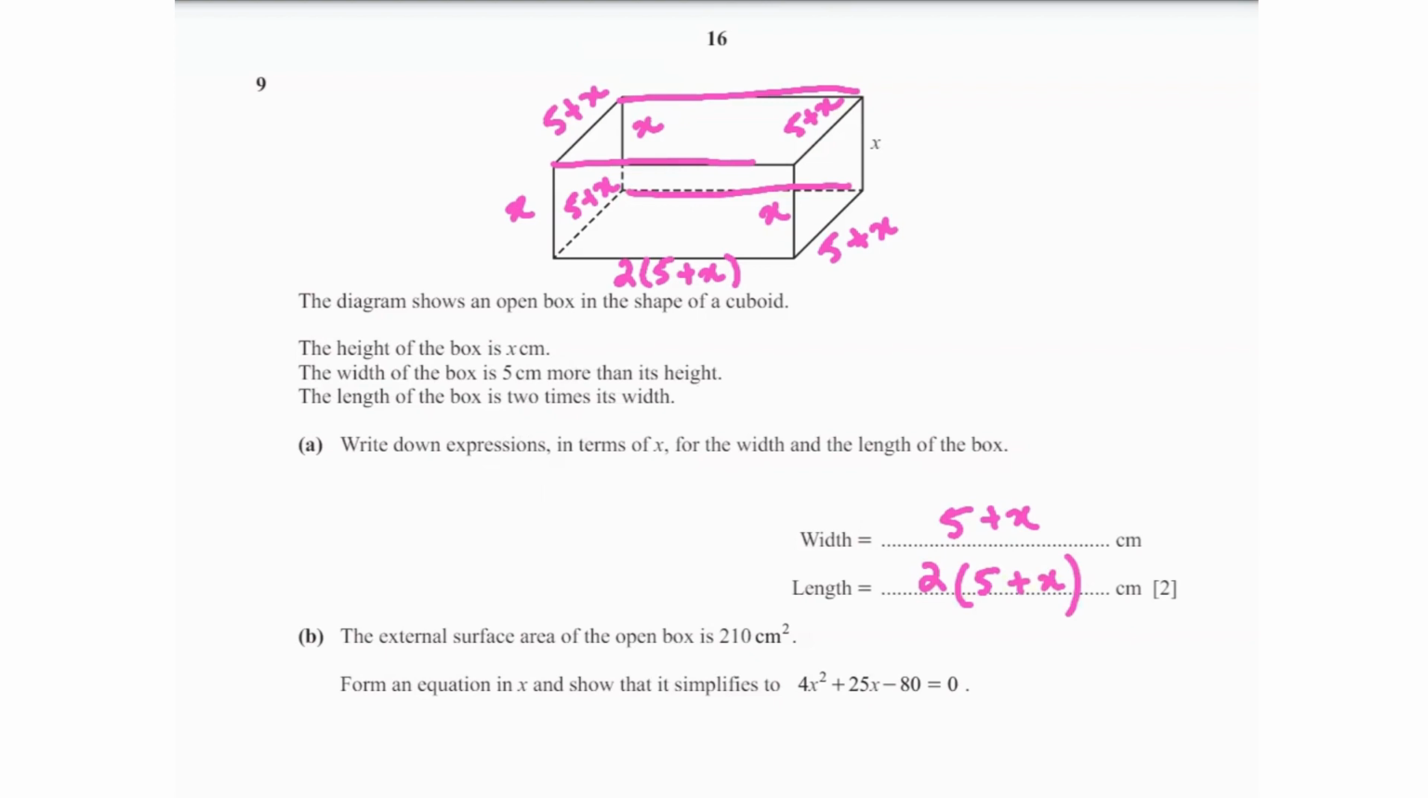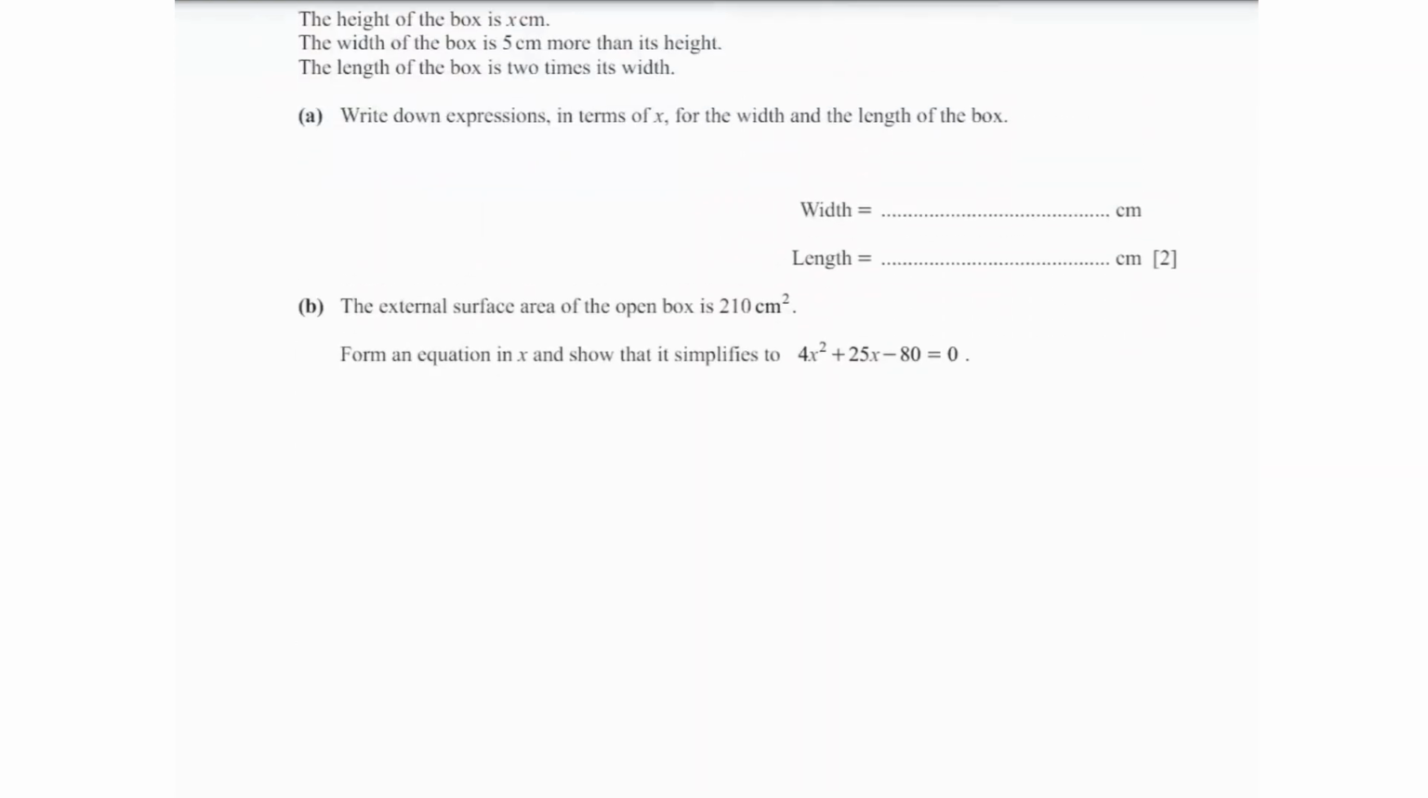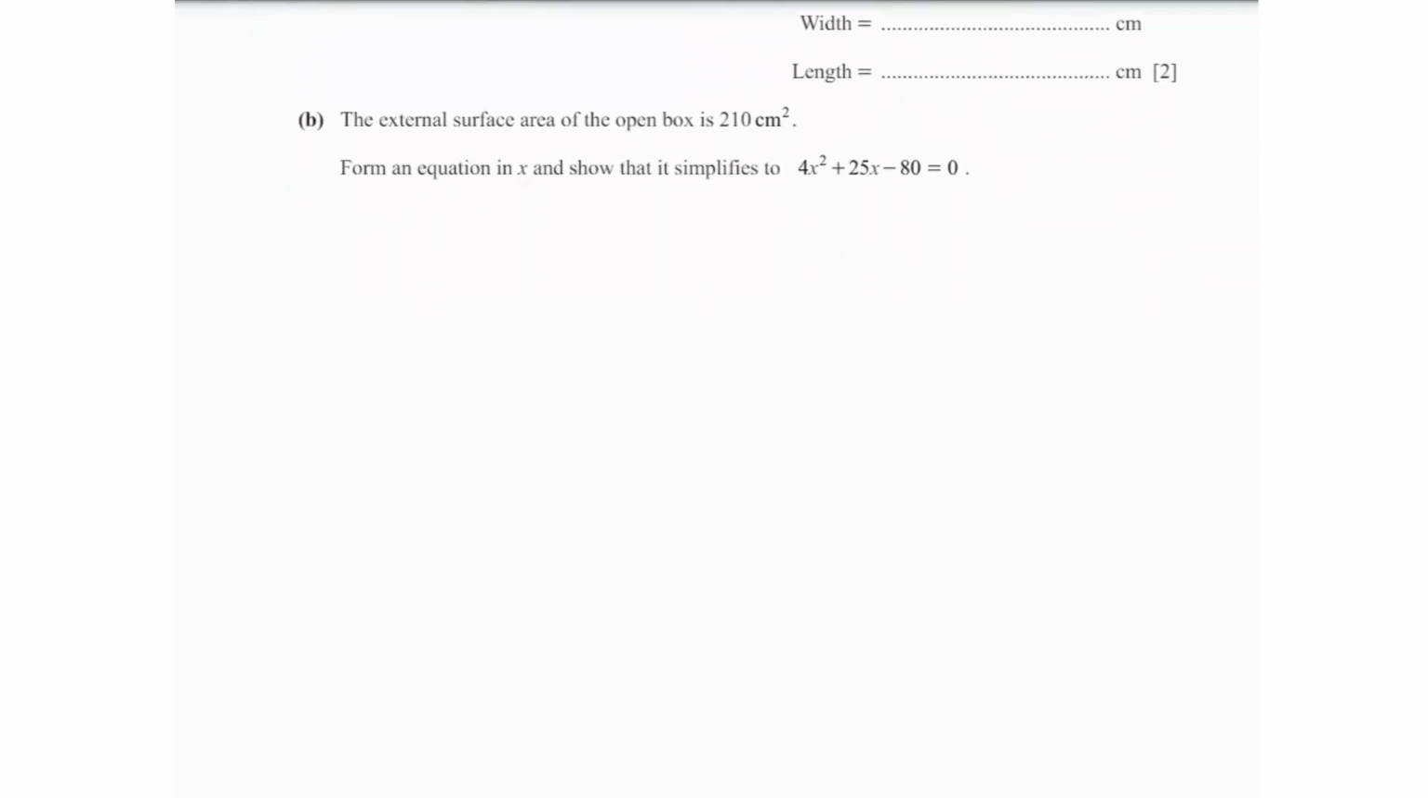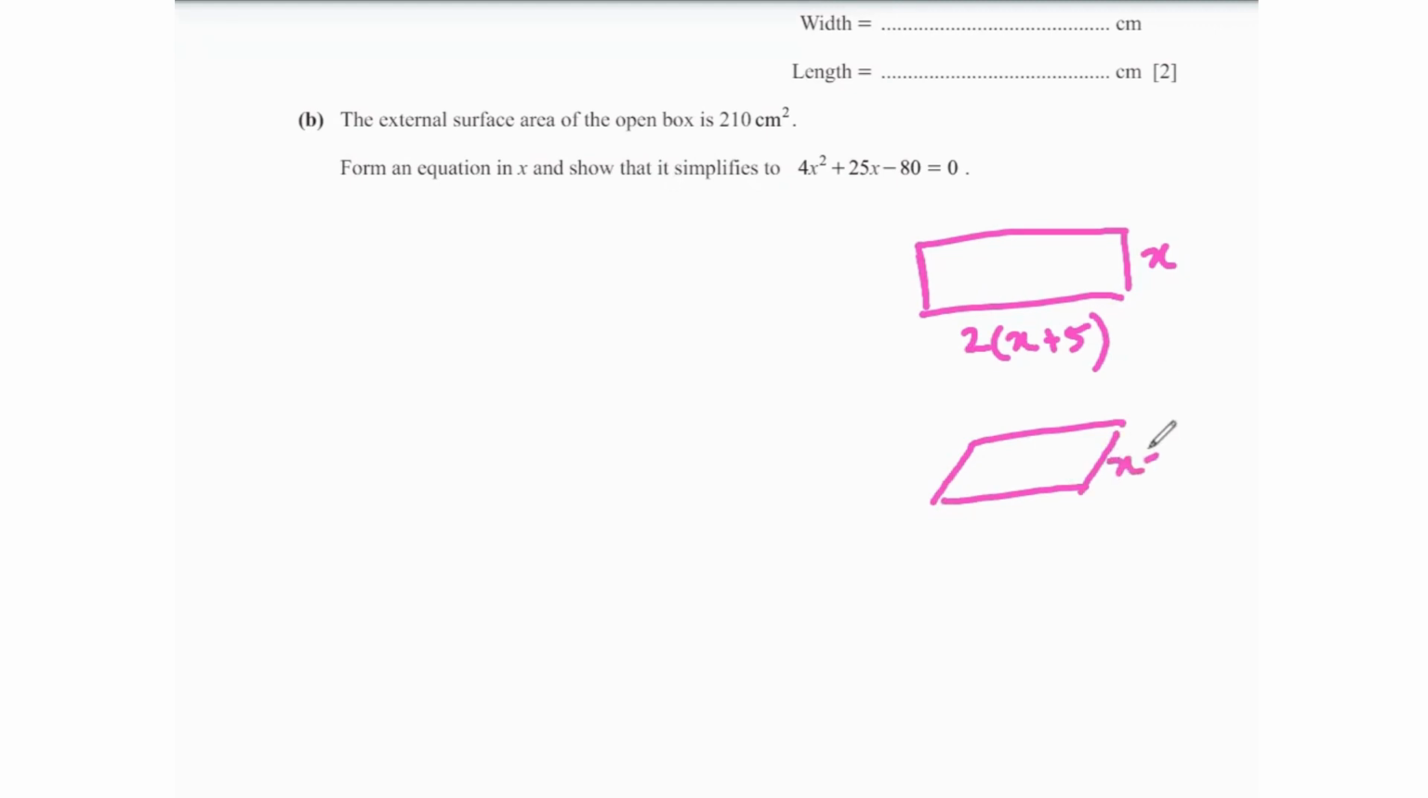Next it says, the external surface area of the open box is 210 centimeters squared. Form an equation in x and show that it simplifies to 4x squared plus 25x minus 80 equals to 0. So we know that, draw one face. This was x and this was 2 times x plus 5. Now the base was x plus 5 times 2 times x plus 5. And then the side length was x times x plus 5.